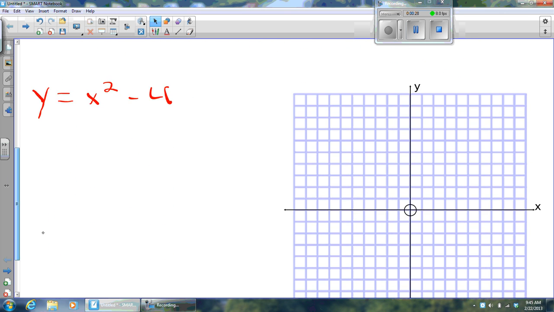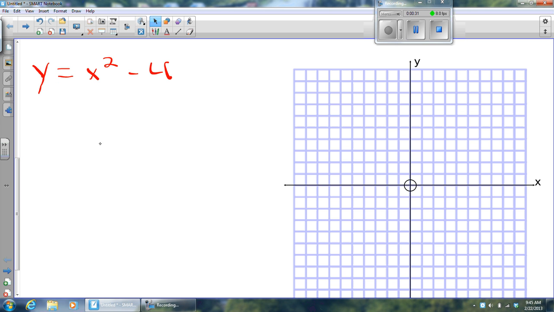an example, y equals x squared minus 4. So the first thing we're going to want to do is factor it. So we're going to set y equal to 0. So 0 equals x squared minus 4. Okay, so we're going to factor this.